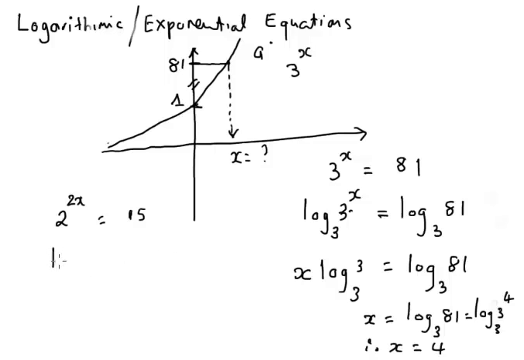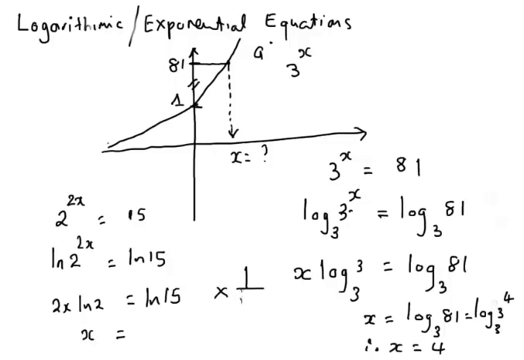In that case, if you apply ln, we'll say ln of 2 to the power 2x equals ln of 15. Then after that, we get 2x ln 2 equals ln 15. Then what do we have there? We've got 2 times ln 2, a constant. It's a number. So what are we going to do now? You can say dividing both sides by that, or multiply by 1 over 2 ln 2. Then we say x equals ln 15 over 2 ln 2.